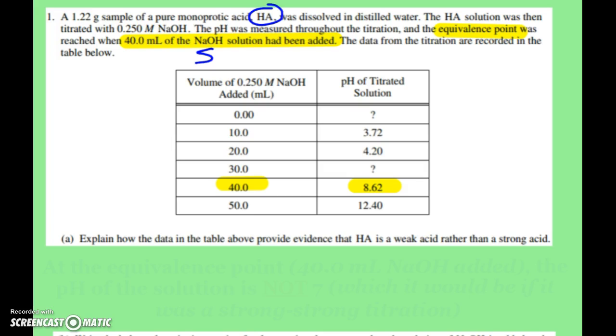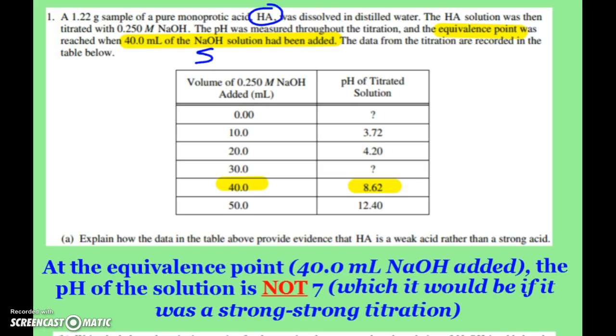So since the pH is above 7, we know that the acid is weaker than the base. But just to answer this question, you just need to point out that at the equivalence point, the pH of the solution is not 7. You don't have to state that it's the 40 mL of NaOH, because they tell that to us, but I just wanted to put that there for you to see. And you don't have to add what it would be if it was a strong acid, strong base titration. It would be enough just to tell them that you recognize that at the equivalence point, the pH is not 7.